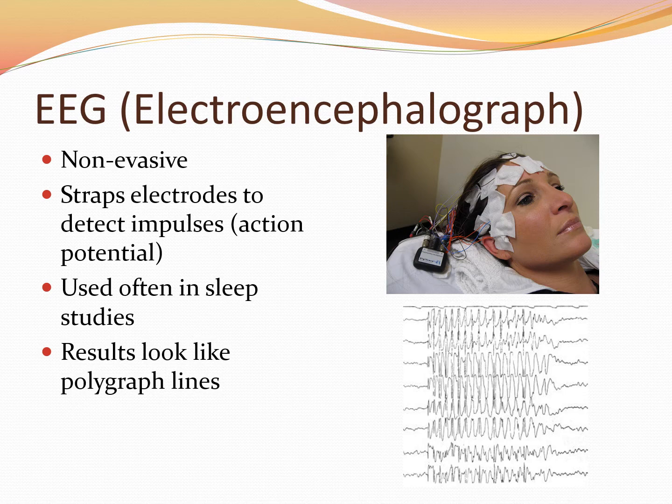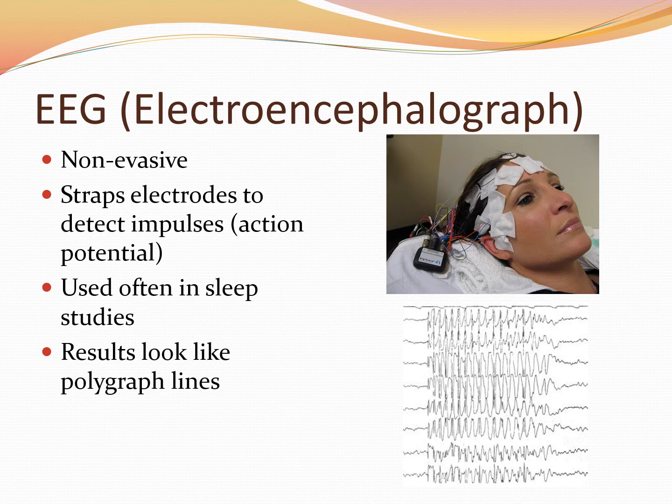The first one is the EEG machine. This is very non-invasive. What you do, you strap electrodes to detect impulses. We just talked about neurons, and when they fire, that's called action potential. And so that's what the EEG machine does. It's just tracking all these impulses that you're having.